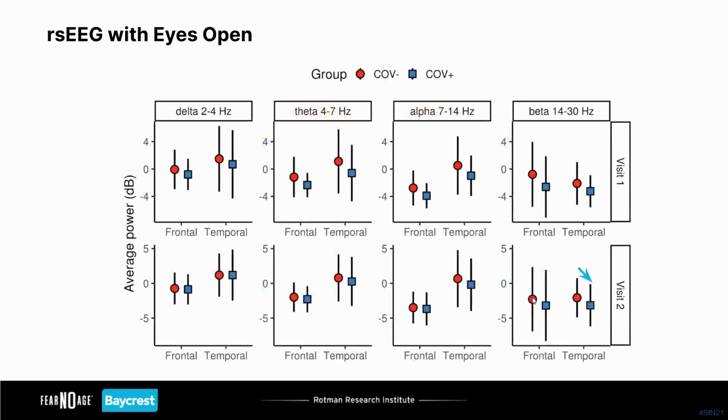So these results again break it apart by frequency band, and you can see that there was more variability. And overall, the largest effect sizes, which were around 0.4, were again seen in the theta and alpha bands, as well as in the beta band in visit 1 and some remaining in visit 2.